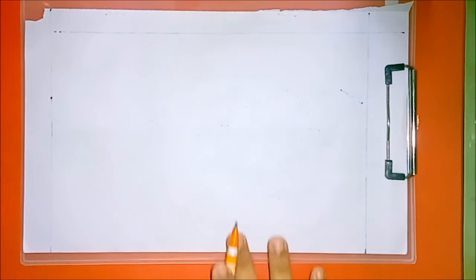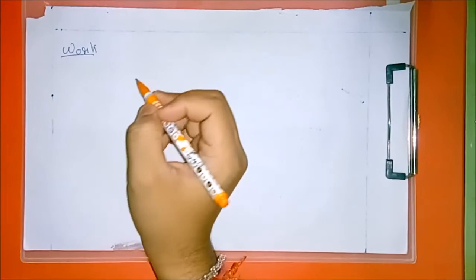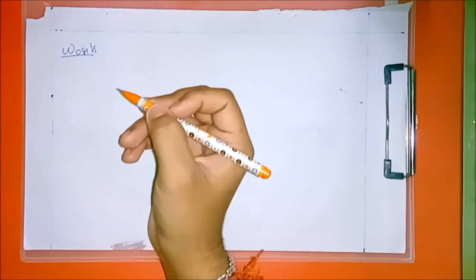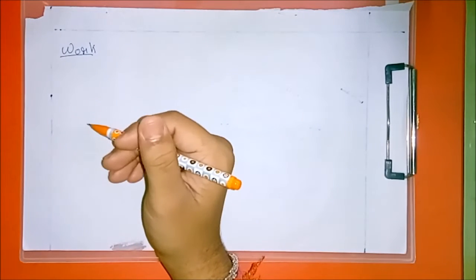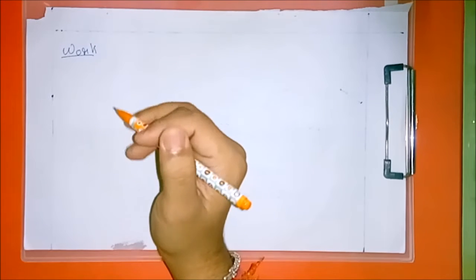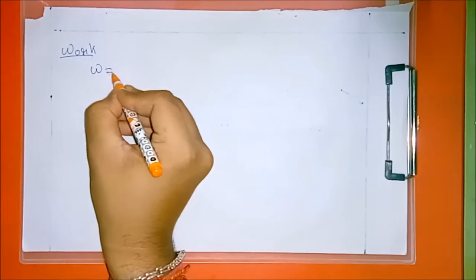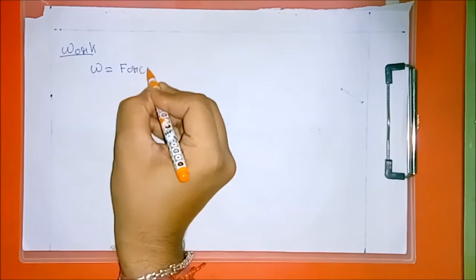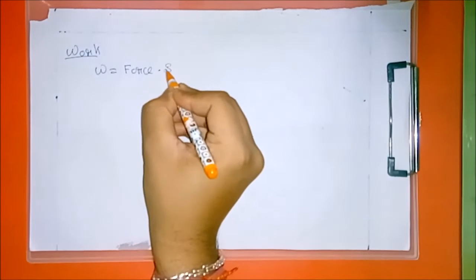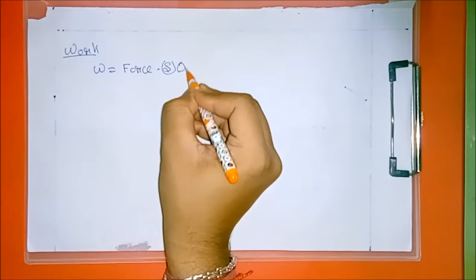Now we are beginning with the topic of work. At first, what strikes our mind is that anything we do in our normal life is doing some work, but in the language of physics it is something different. Physics states that work done is equal to the scalar product of force and displacement, that is S, or in brackets you can write it as displacement.